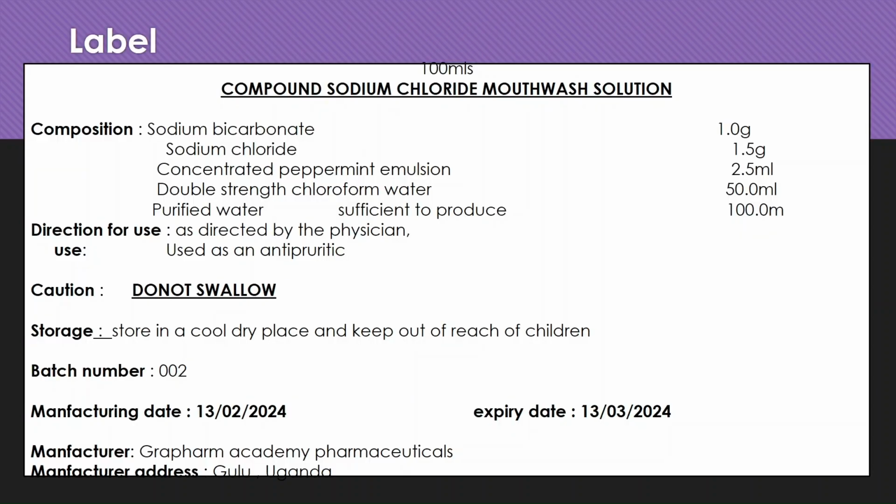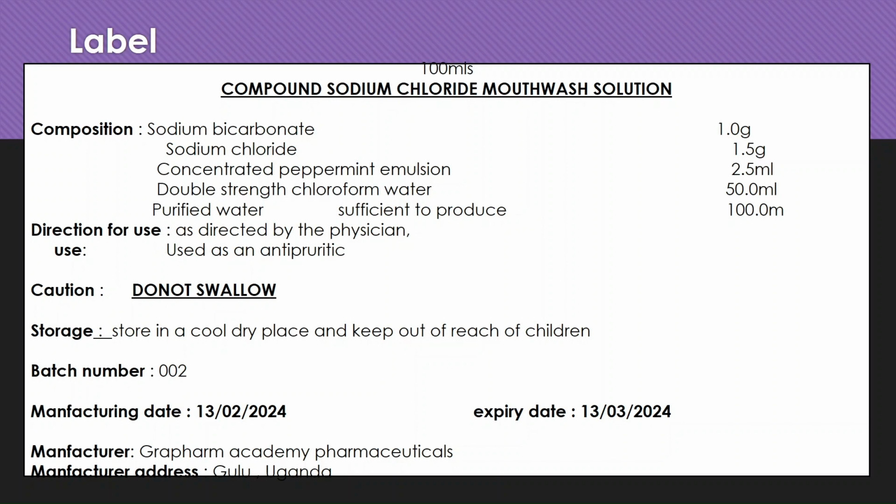So after all that is done, we have to write a label. We need to write a label for every product we prepare. Okay, so for this specific mouthwash, we prepared 100 ml. That is why we have 100 ml on top. If we had prepared 500 ml, we would include the 500 ml. If we had prepared or packed 1 liter, we also indicate that this is 1 liter, 20 liters, 300 liters, depending on what you manufactured.